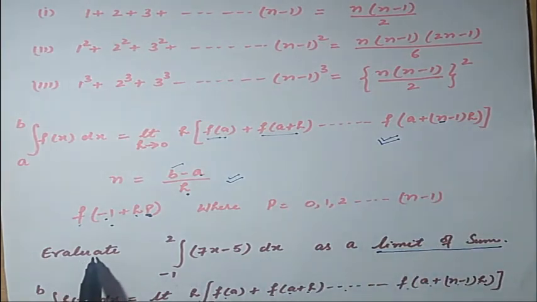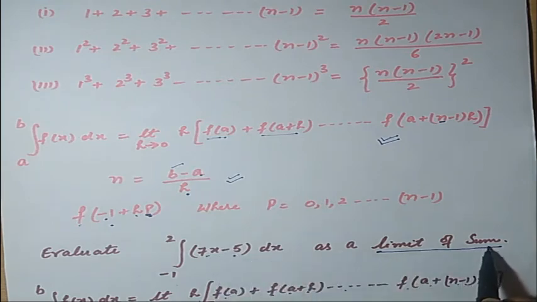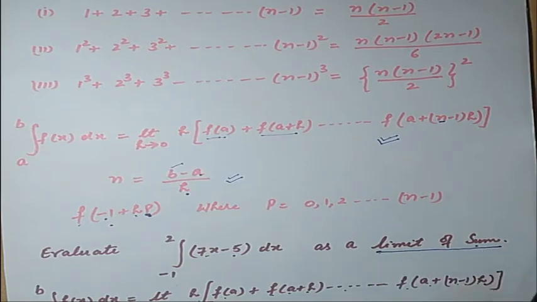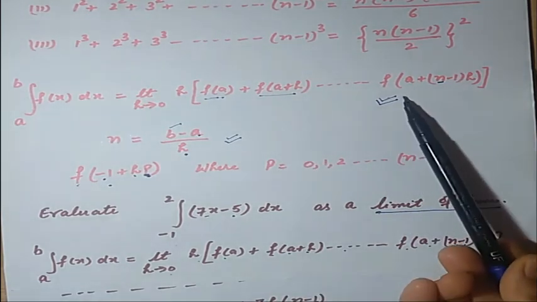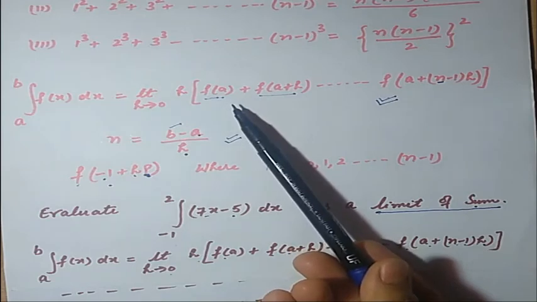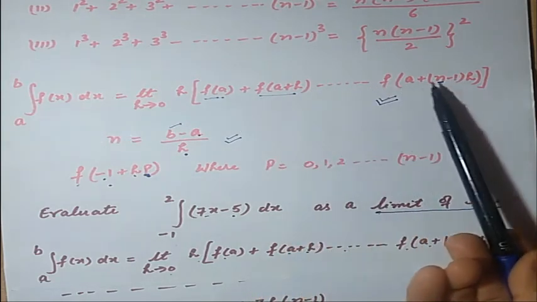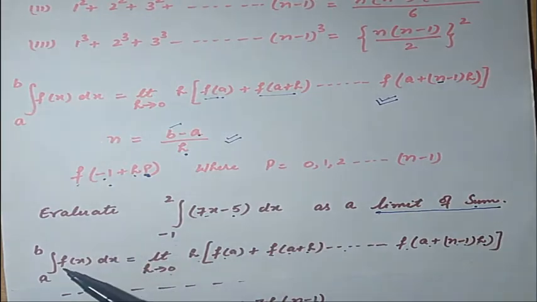Now first we will take one simple example. The limits are minus 1 to 2 and the function is 7x minus 5. We have to integrate this as a limit of a sum. Now the limit of a sum formula is given, so it is a big hint on how we can solve the sum. We will apply the same formula which we have discussed earlier. That is, the integral of f(x) from a to b dx equals the limit as h approaches 0 of h times f(a) plus f(a plus h) up to so on f(a plus (n minus 1)h).